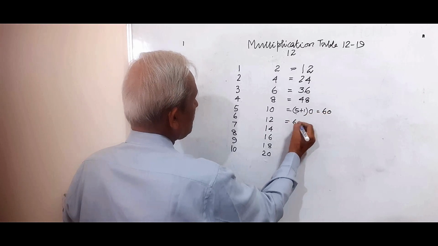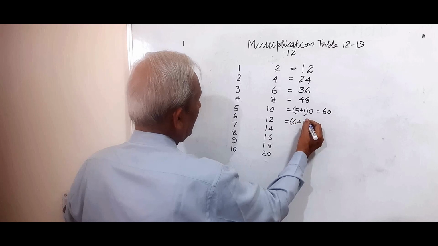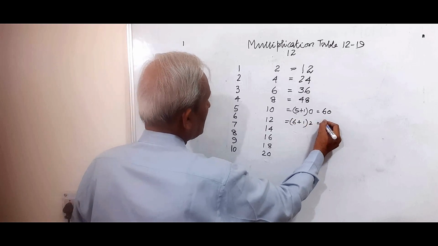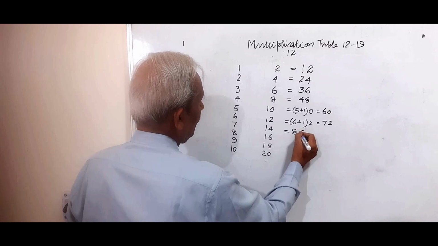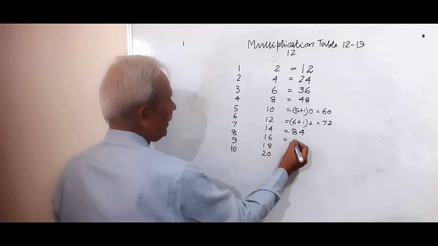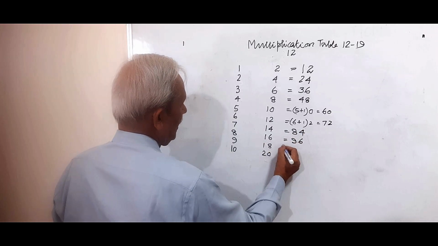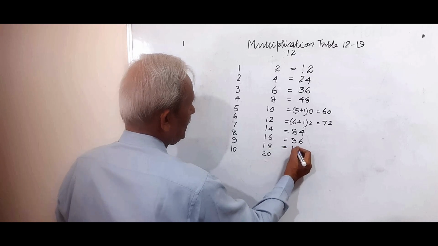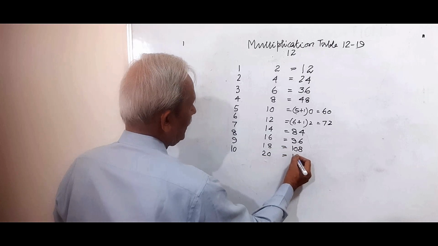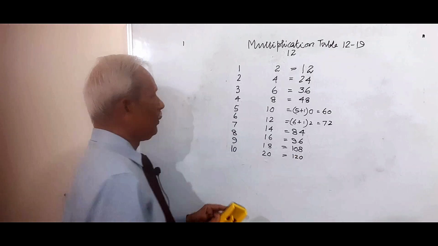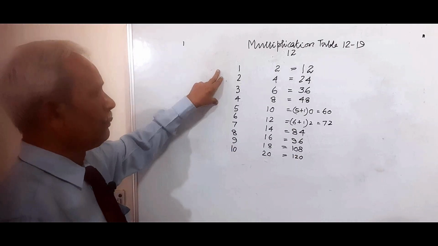Similarly here, 6 plus 1 and then 2, it is equal to 72. Like that, 7 plus 1 is 8, 84. 8 plus 1 is 9, 96. 9 plus 1 is 10, 108. 10 plus 2 is 12, 120, and that's how you get the entire table of 12.